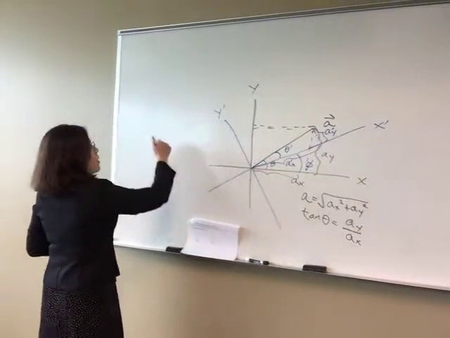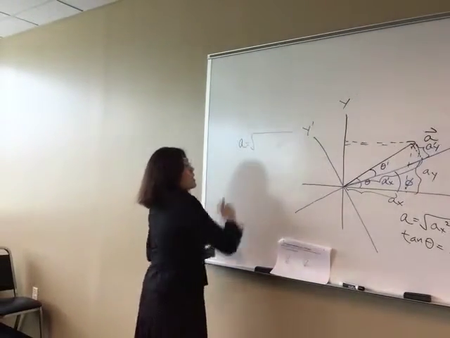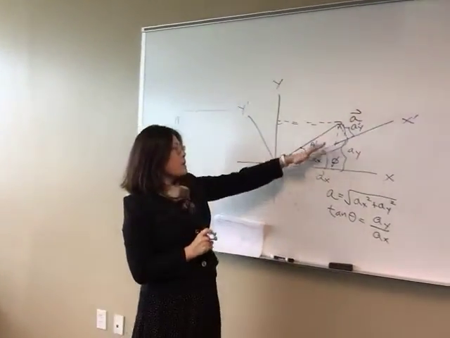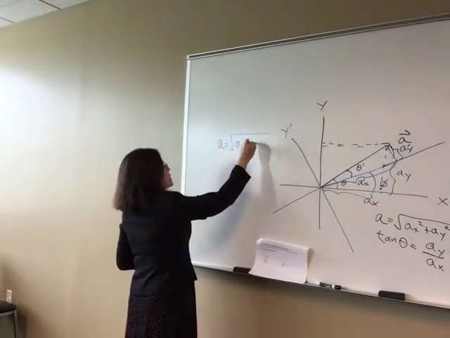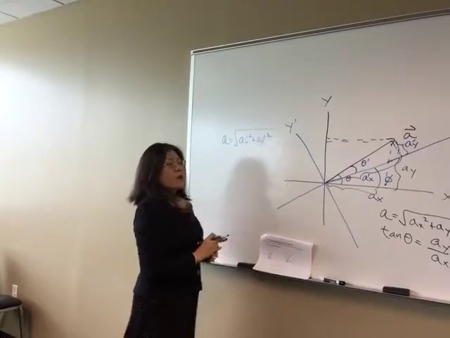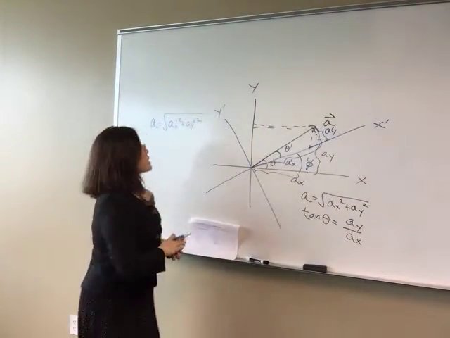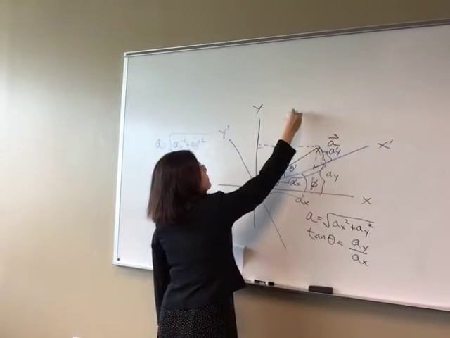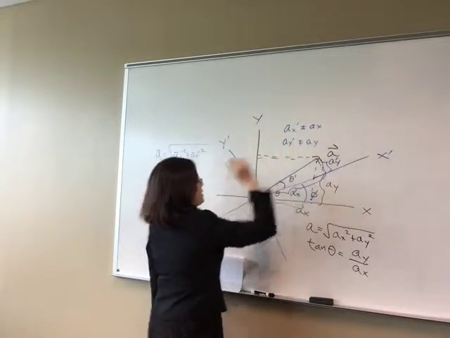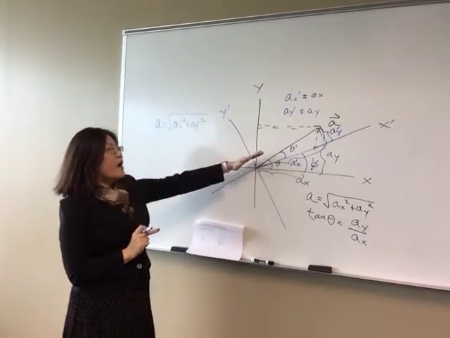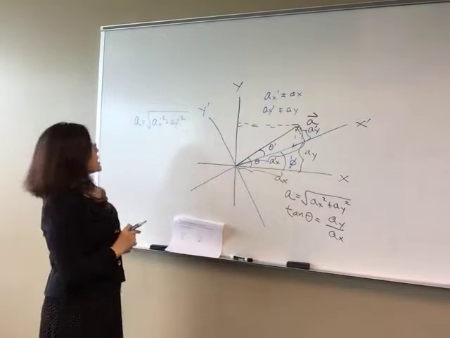So if we look at the magnitude, if you're using the Ax prime and the Ay prime, you can do that. So your Ax prime squared plus Ay prime squared. You still have the same vector. The only difference is that your Ax prime is not equal to Ax. Your Ay prime is not equal to Ay. But the magnitude itself is still the same, as you can see from this diagram. Okay, the magnitude is still the same.